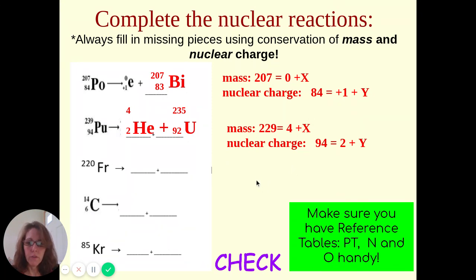Every one of these nuclear reactions is going to be done the exact same way. You make sure your nuclear charge is conserved, and you make sure your nuclear mass is conserved. So the numbers on the top are your mass, the numbers on the bottom are the charge. Table O helps you figure out what to put in for those particles. Your periodic table helps you figure out what elements, and occasionally you'll have to use table N to find the decay mode, figure out what that particle is that it's giving off.